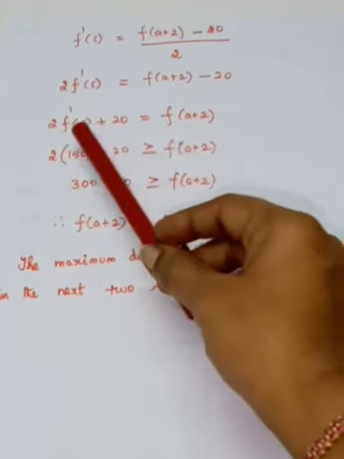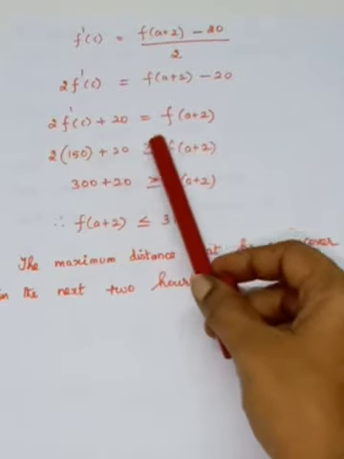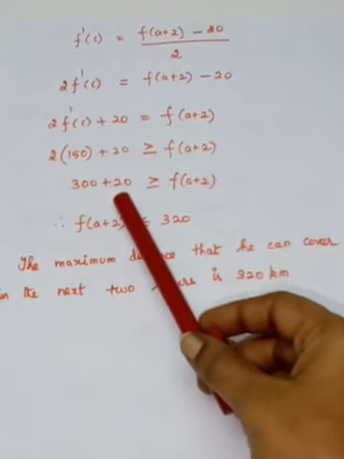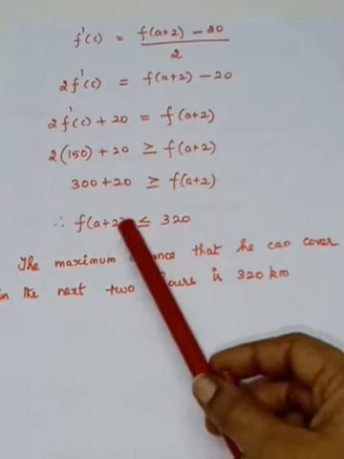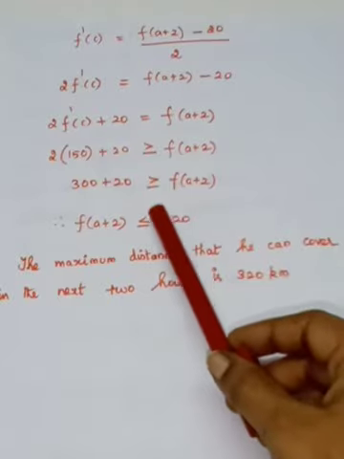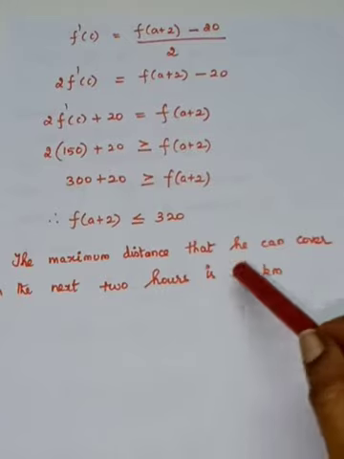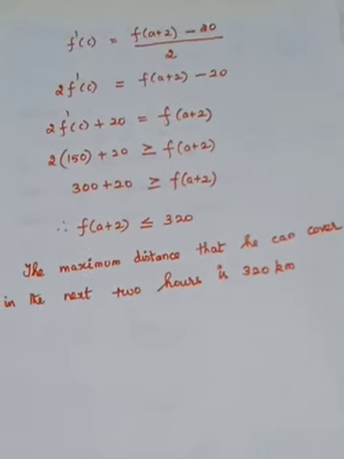f dash of c is less than or equal to 150. So here I have written 150, and it has to be written as greater than or equal to f of a plus 2. So 2 into 150 is 300, plus 20, is greater than or equal to f of a plus 2. So f of a plus 2 is less than or equal to 320. So the maximum distance that he can cover in the next 2 hours is 320 kilometers.